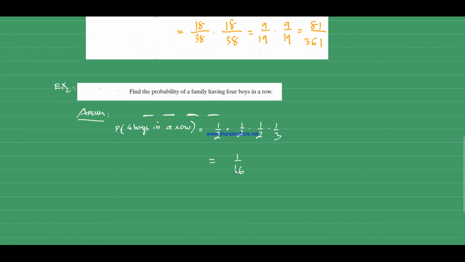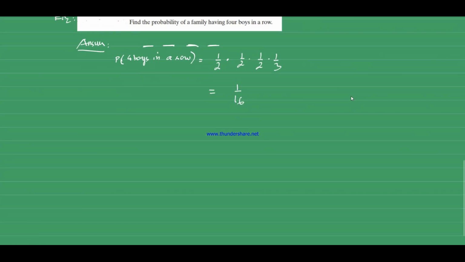They are independent from each other because even though the first one is a girl, the second one is not going to be affected by the first one. If the first one is a boy, the second one could be a boy also. So it's not going to affect each other in terms of probability. So that is independent. Okay.